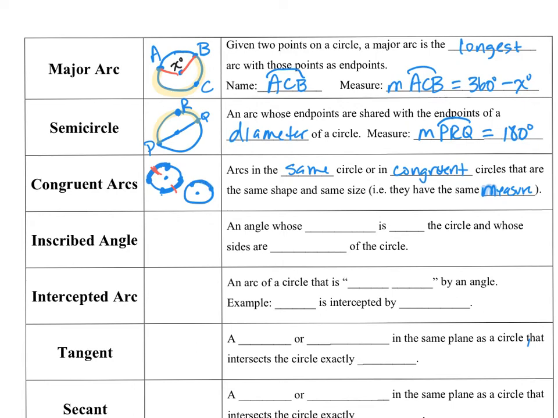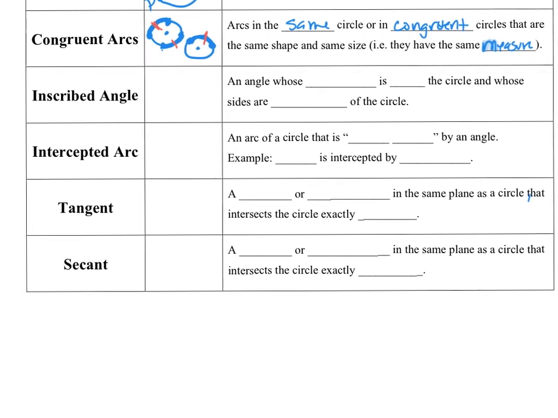So let me draw an arc that appears to be congruent. So to show that that arc is congruent to the arcs in the other circle, I would put one tick mark on it. Okay, so now let's move on and talk about some angles that are associated with circles.